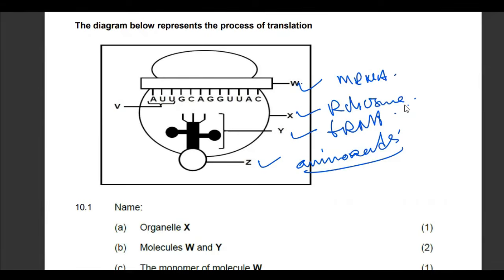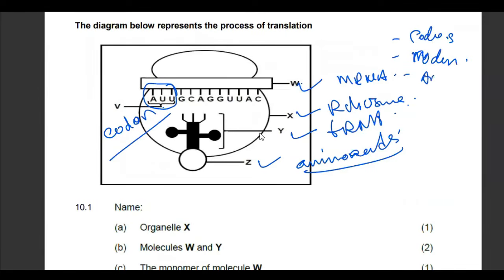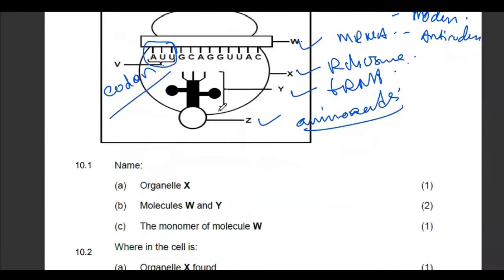So basically, you need to do that. And then what is this? These are 3 bases. So therefore, these are codons. Remember, the 3 bases on the DNA, we call them codes, and the 3 bases on the messenger RNA, we call them codons. And the 3 bases on the transfer RNA, we call them anticodons. Organelle X, what is organelle X?